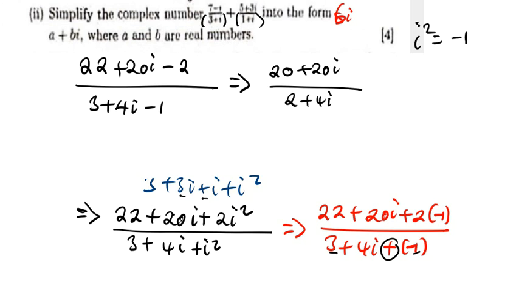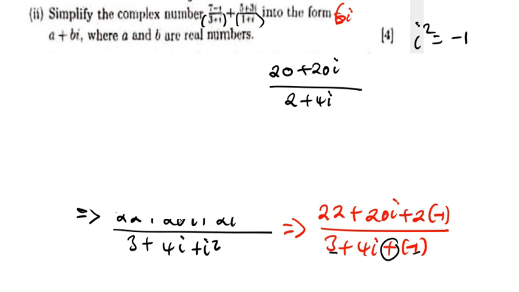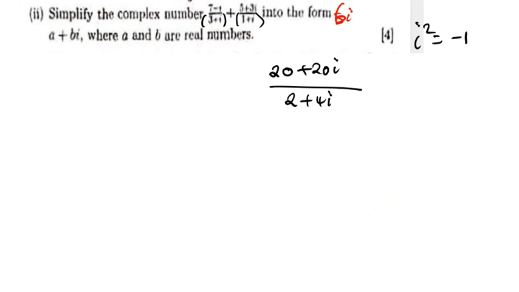When we reach this point, we want to express this in the form a plus bi. So we need to multiply by the conjugate of the denominator, which is 2 minus 4i, both on the top and the bottom. So 20 times 2 is what? What is 20 times 2, guys? 20 times 2 is 40.